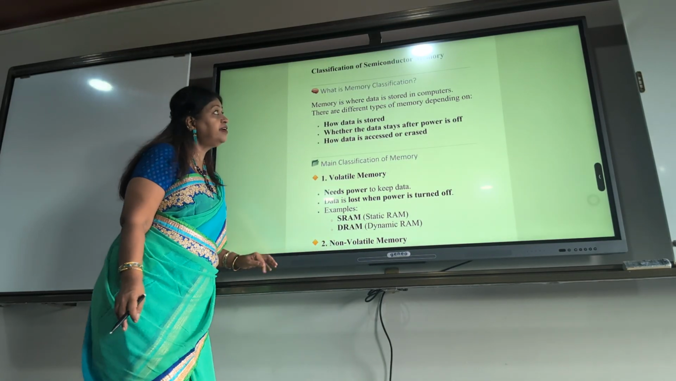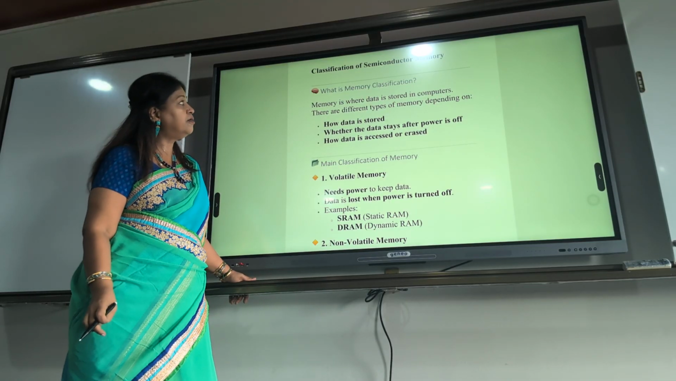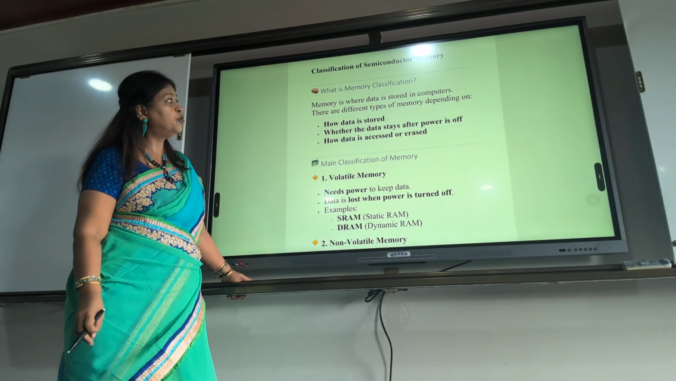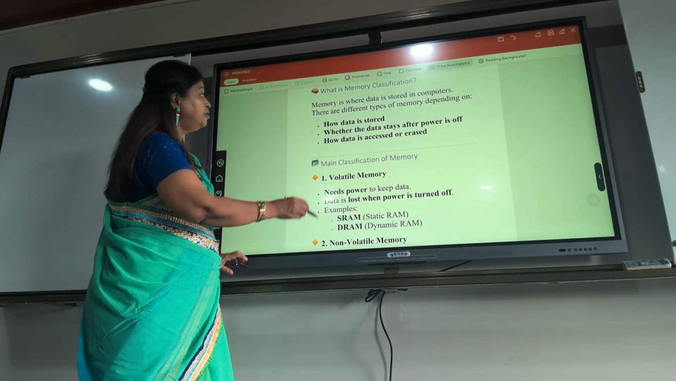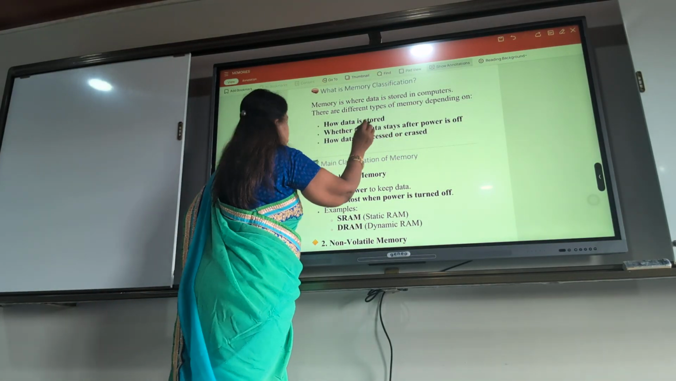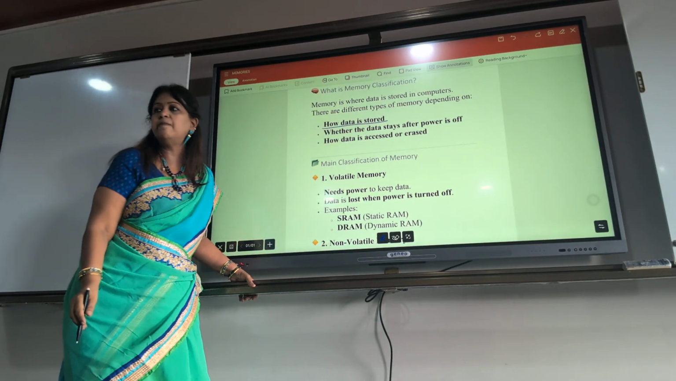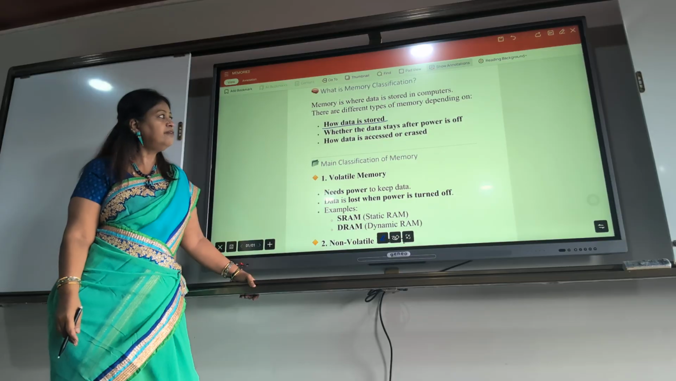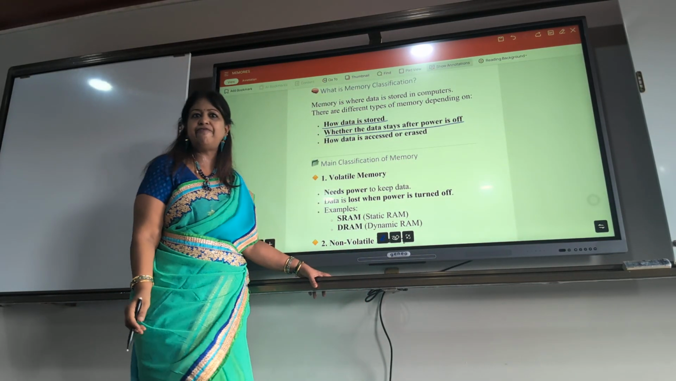Next is classification of semiconductor memory. So what is memory? Memory is where data is stored in computers. There are different types of memory depending upon how the data is stored. Some data, as I said, is permanent, some is temporary. So how are we going to store the data? Whether the data stays after the power is off.